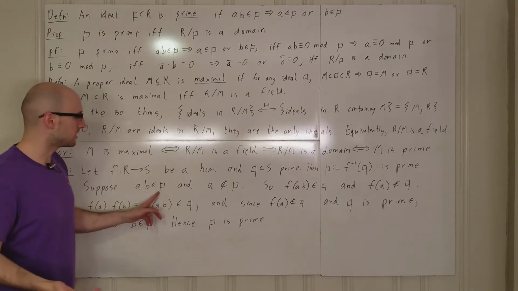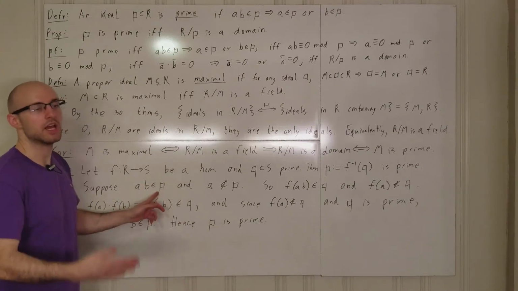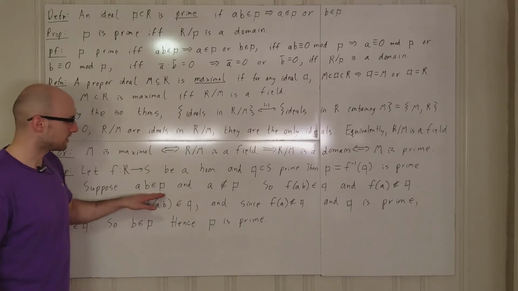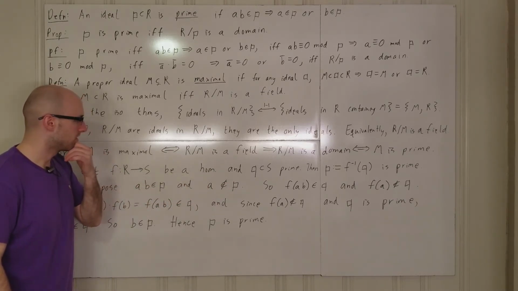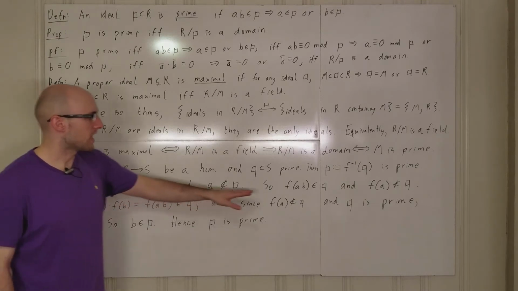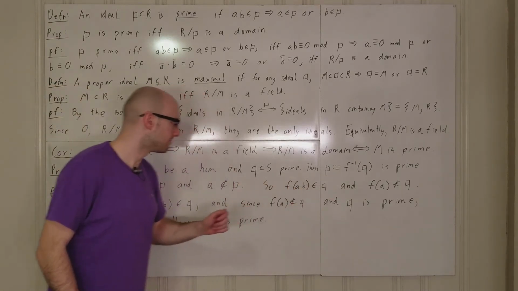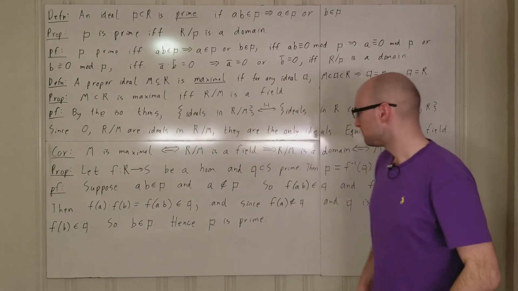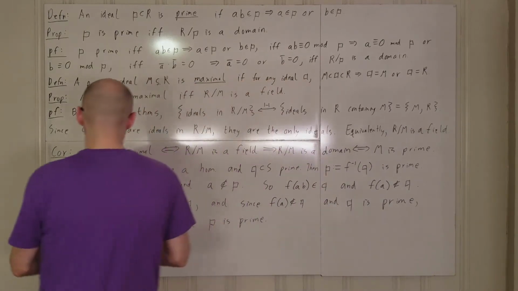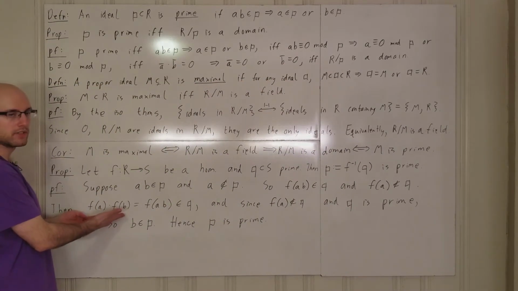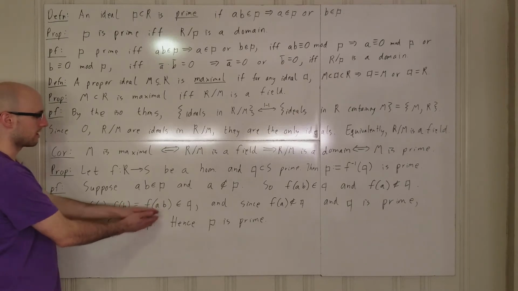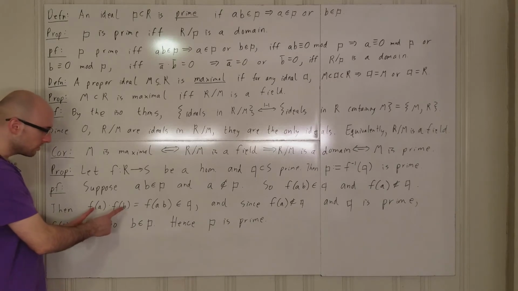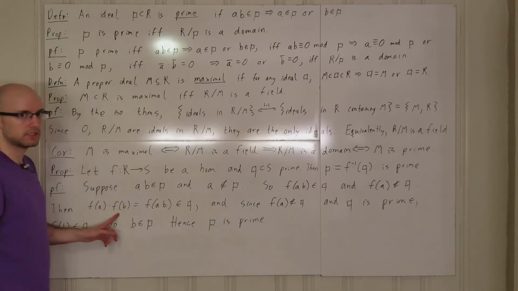The way you typically do this is that you assume that A is not in P, then you prove that it has to be the case that B is in P. So suppose AB is in P and A is not in P. Saying that AB is in P means that F of AB is in Q, and saying that A is not in P means that F of A is not in Q. Now if we look at F of A times F of B, since F is a ring homomorphism, this is the same as F of AB. But we just showed that this is in Q.